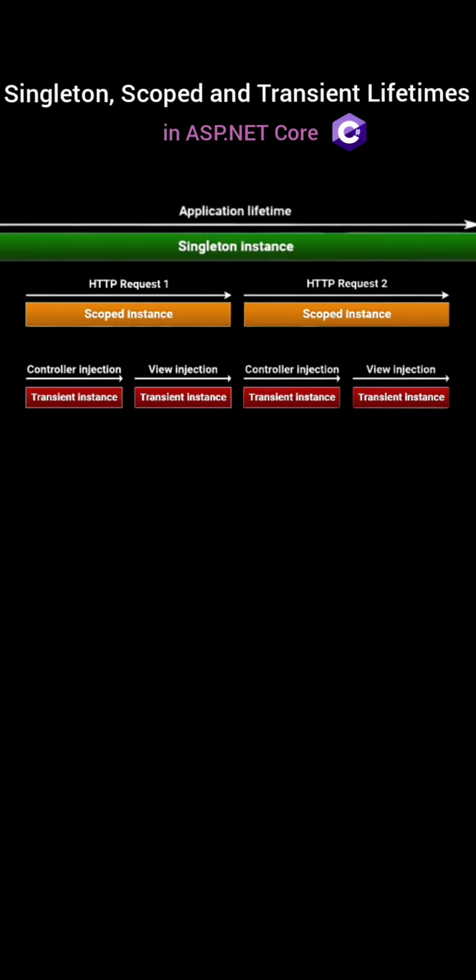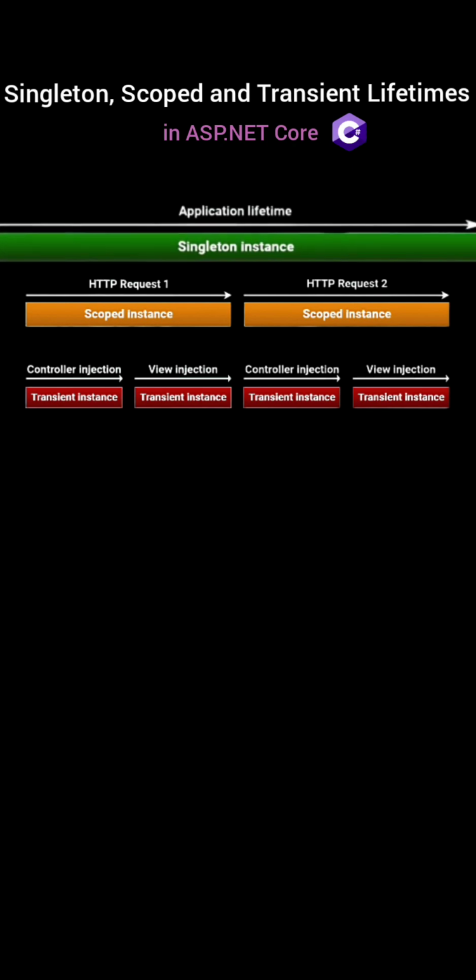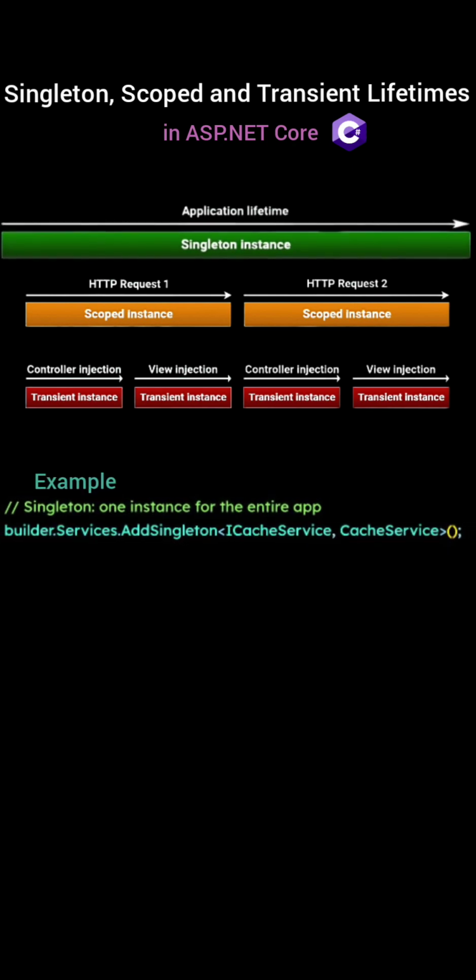1. Singleton. An instance is created and shared across the application lifetime. Perfect for heavy services that need to maintain shared state. Example, caching services or configuration providers.